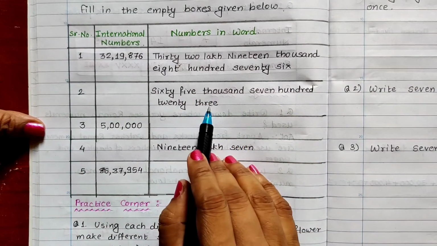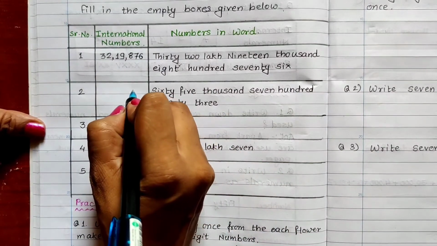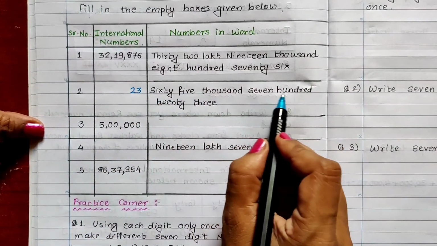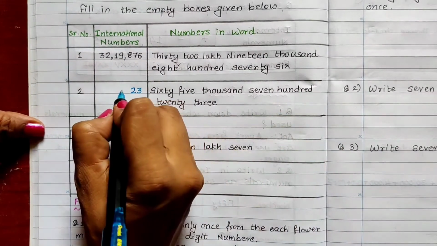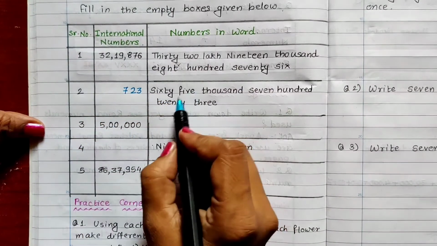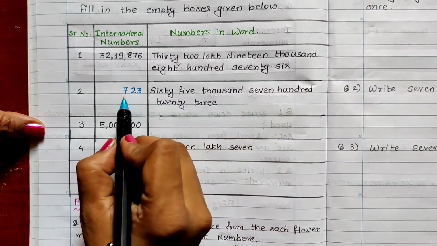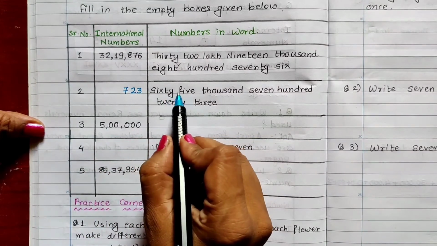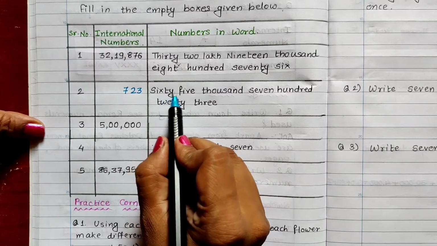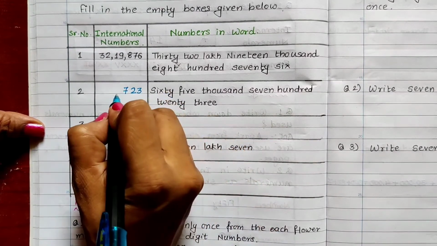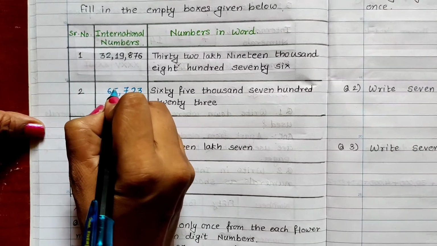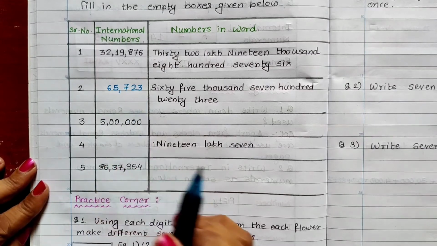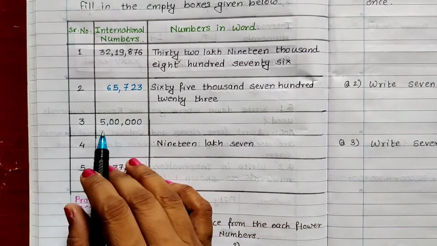65,723. 23, that means the last two digits are 23. Correct? So 3 is at the unit place, 2 is at the tens place. 700 is at the hundreds place. Which digit is there? 7. And then 65,000. After 100 there is the thousands place. So 65,000 means 6 is at the 10,000s place and 5 is at the thousands place. So we have to make the pair of 65. So in this way the number can be written as 65,723.